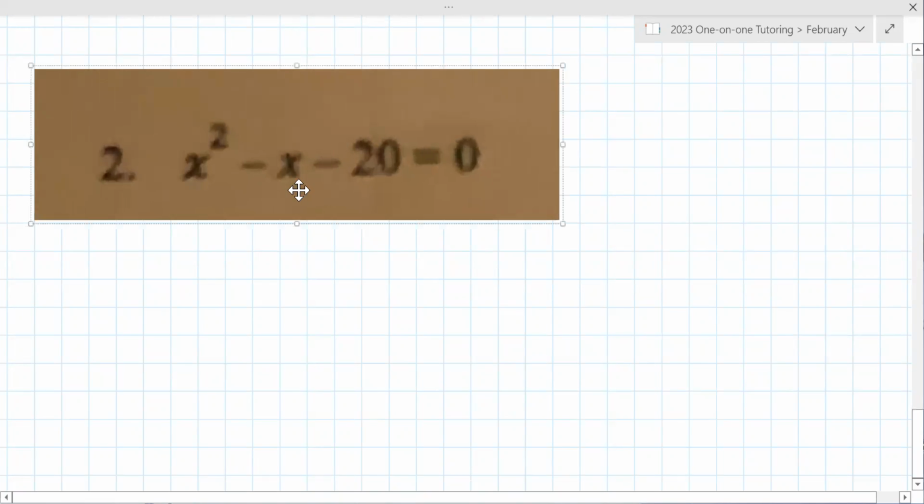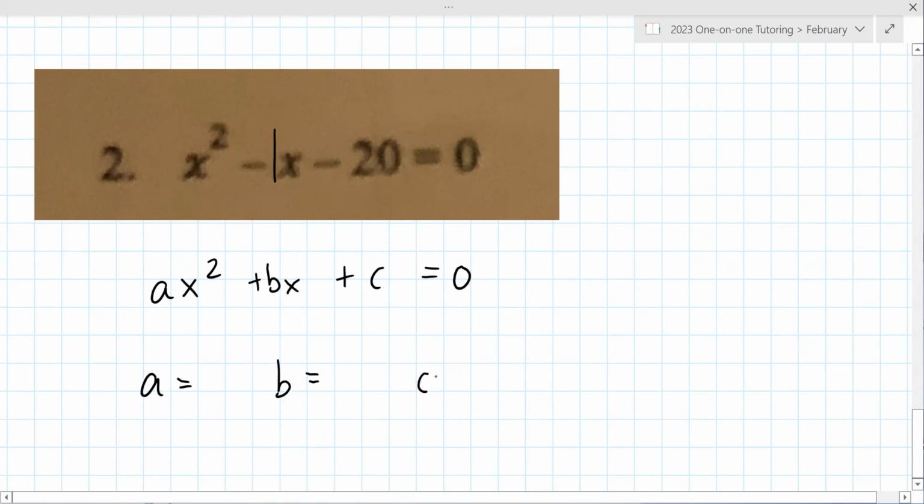Okay, so we've got x squared minus 1x minus 20. The quadratic formula requires you to identify the coefficients of the quadratic. So A equals, B equals, and C equals. Can you tell me the value of A, B, and C in this?